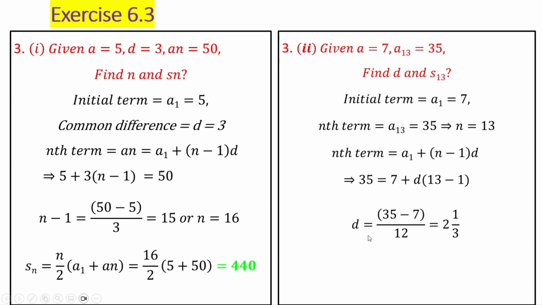So I get the d value. d is equal to 2 1 by 3. Once I know all these values, I substitute them. I get the sum as 273. Okay. Next. a12 is given, d is given, and find a and S12. Here indirectly they gave n also. n is also 12. Correct.